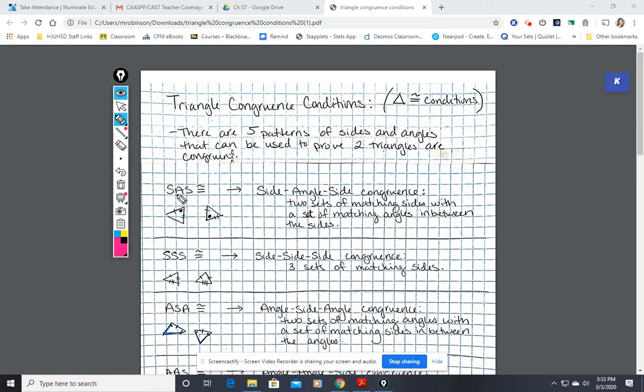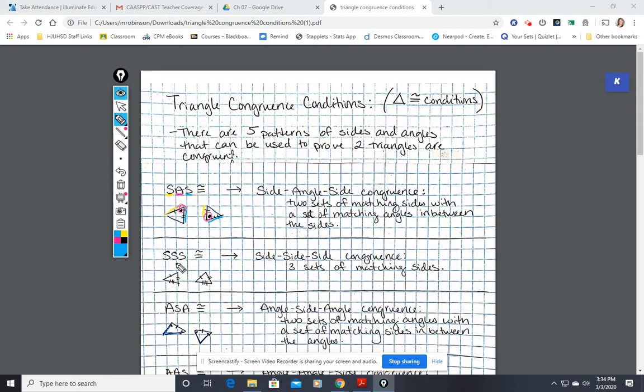So this A right here, for our angle, physically touches both of the S's. So the angle that we're talking about, this one, is going to touch both of the sides that we're focusing on. So this angle and this angle match up, and I know that because they have the same marking on it. This side right here and this side match because they also have the same mark, so that would be our first S. And then our second S on the other side of the angle, we'll mark in blue, is going to be this one because it matches this one. So you can see that our two triangles are congruent because they meet the side angle side condition.